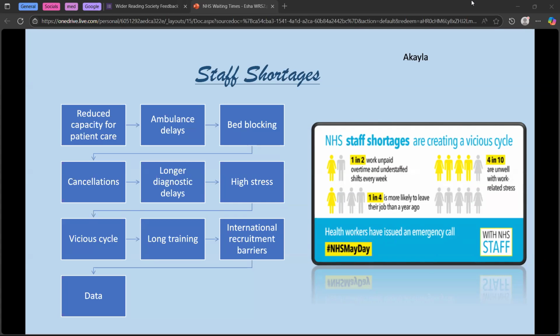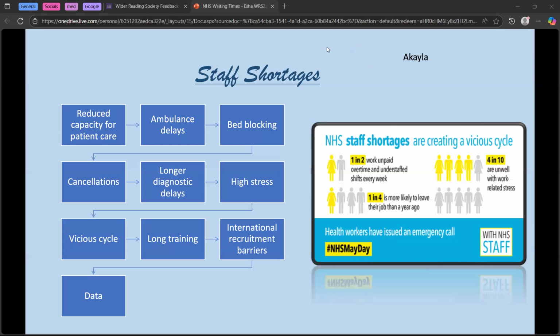Another consequence of staff shortages is delays in emergency departments and admissions. Ambulance handovers are delayed because there aren't enough doctors in the A&E to be looking at patients, and referrals from the A&E to other parts of the hospital are all delayed as well. There is also a lot of bed blocking caused by this because fewer staff means there are fewer nurses and doctors who can look at the patients and deem them fit for being discharged from the hospital.